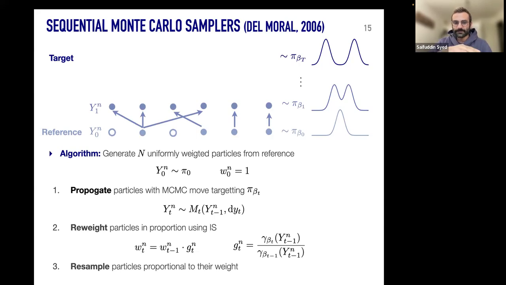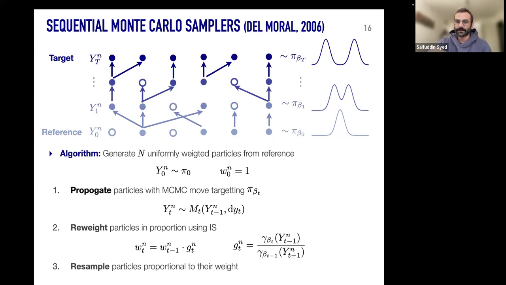So given a particle approximation of the reference, this now gives me a particle approximation of the first annealing distribution, then I can iterate that over and over again to get a particle approximation of the Tth annealing distribution. So if I simulate this forward, I now get a particle approximation of my entire path, not just the reference and target.